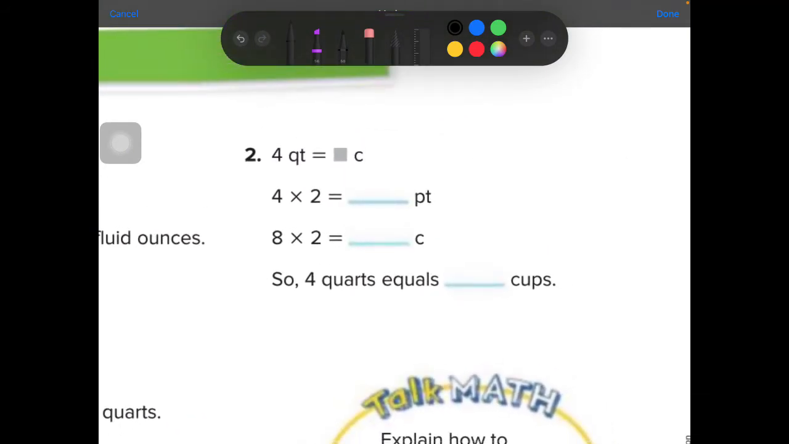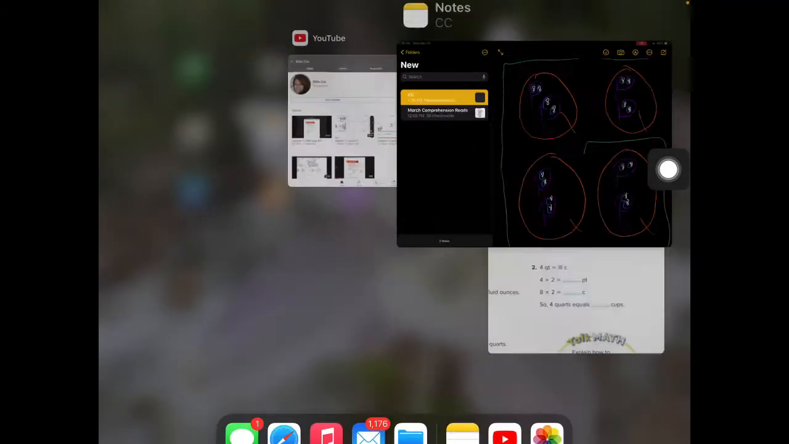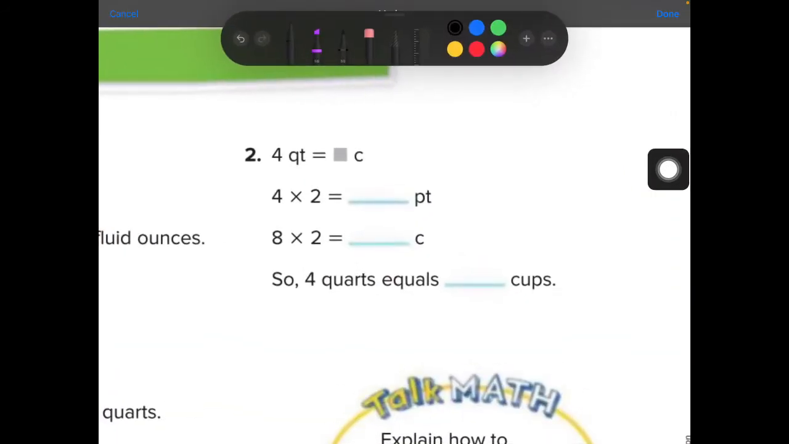Number 2, we have 4 quarts equals how many cups? Well, let's look at our poster. 4 cups. We have 1, 2, 3, 4. 4 cups equals how many fluid ounces? 4 times 8. So we're going to do, I read it wrong. I apologize. Okay, take 2.